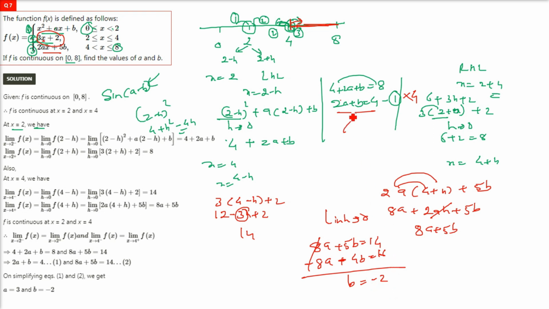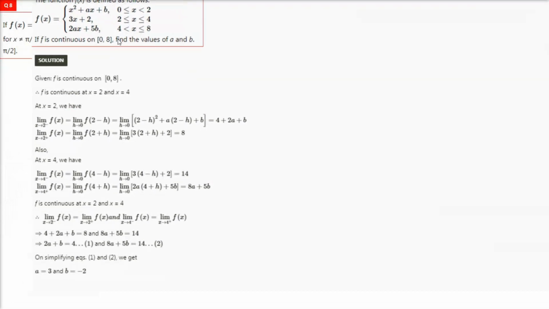Okay, put it here. This is just a linear equation. The a and b will be determined by this only. So 2a plus b, which is minus 2, equals 4. So 2a equals 4 plus 2, that is going to be 6. a is equal to 3, b is equal to minus 2. So these are the values for this to be continuous.